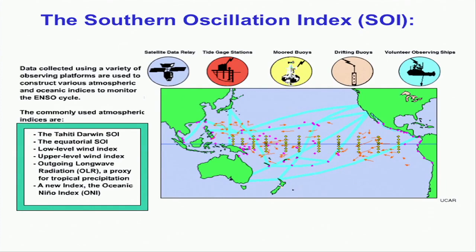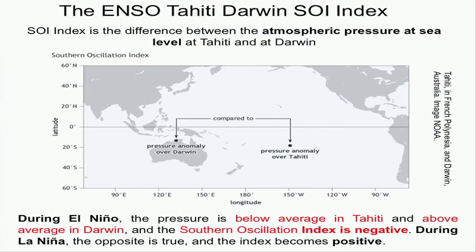For example, we have the Equatorial Southern Oscillation Index, which started around about 1947. Then we have the Low-Level Wind Index, the Upper-Level Wind Index, outgoing long-wave radiation, a proxy for tropical precipitation. And then there's a newer one, which is called the Ocean Nino Index. But the Tahiti-Darwin Southern Oscillation Index is the oldest and still referred to. So, what is the Tahiti-Darwin SOI index? Well, it's the difference between the atmospheric pressure at sea level at Tahiti and at Darwin. Actually, it's the difference in the pressure anomaly.